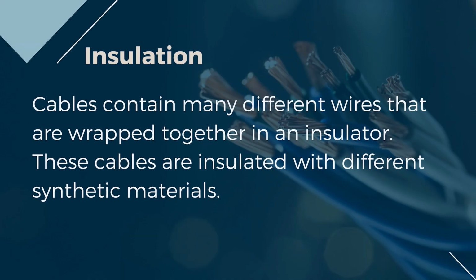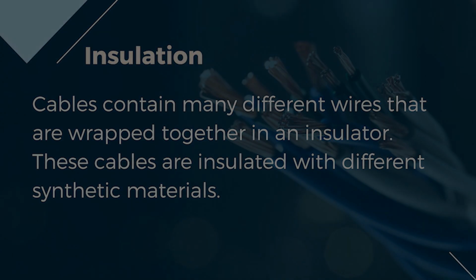Insulation. Cables contain many different wires that are wrapped together in an insulator. These cables are insulated with different synthetic materials. Insulation prevents current leakage. Some cables may require additional elements to improve protection. Engineers consider the quality of insulation materials based on capacity and heat resistance. They can use different insulation materials depending on the features of the cables required.